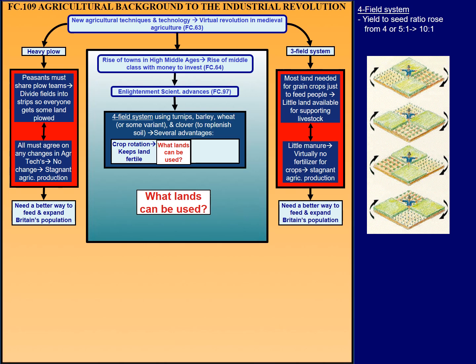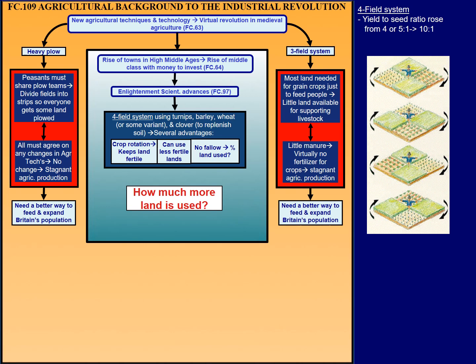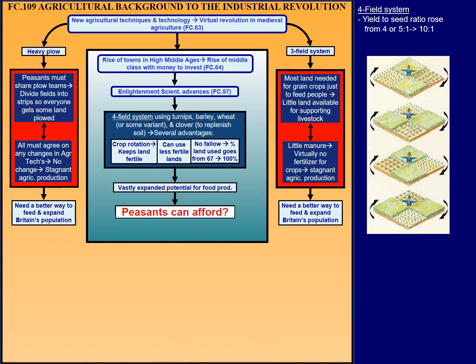It also has the advantage of opening up more land. You don't just have to use the prime land, you can also use the less fertile land. It has another advantage that you don't need to keep any land fallow. All land is being used for some productive purpose. You're using 100% of your land, which greatly expands the potential for food production.